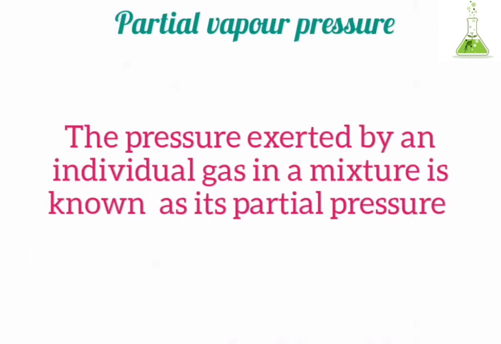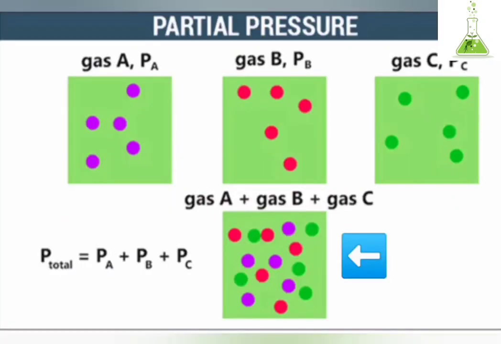Now consider a mixture of gases. The pressure exerted by an individual gas in a mixture of gases is known as its partial pressure. Here, gases A, B and C combine together to form a mixture of gases. The pressure exerted by each gas is known as its partial pressure. The total pressure is the sum total of the partial pressures of A, B and C.